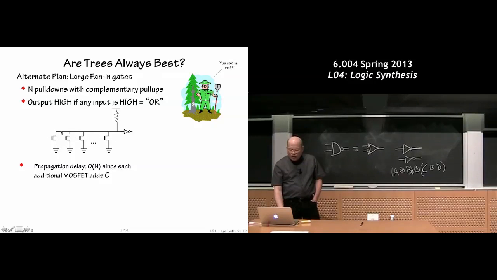Here's a wide fan-in OR gate. What we have here is a resistor pull-up. So if none of these pull-downs is on, then this intermediate node will be 1 because of the current through the resistor, and then I'll get a 0 out.